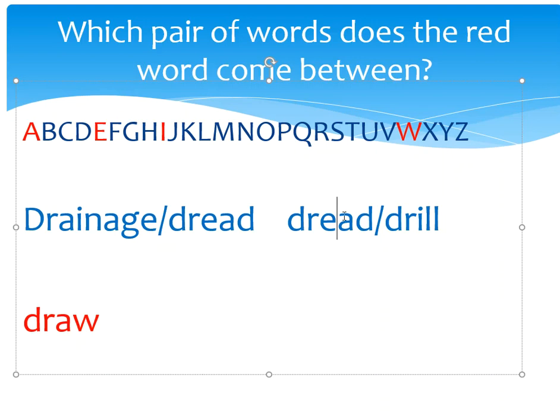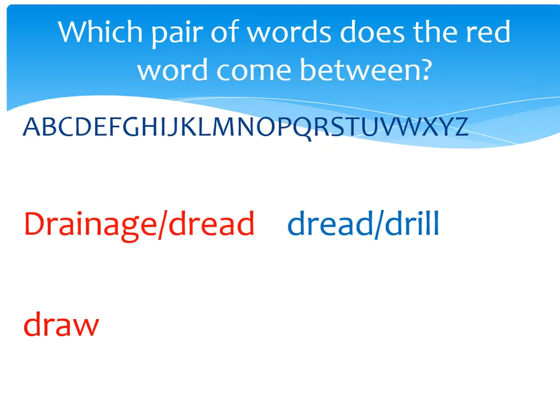But let's look at why this second set is wrong. Does DRE and dread come before DRA? Does E come before A? No. So dread can't come before draw. Or dread should come before draw, but it doesn't. Therefore, this is the wrong answer. So drainage and dread is the correct answer because drainage comes before draw, dread comes after draw.